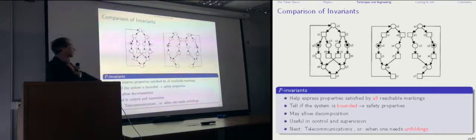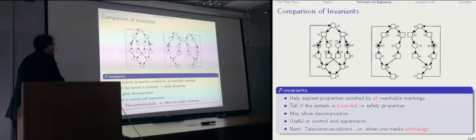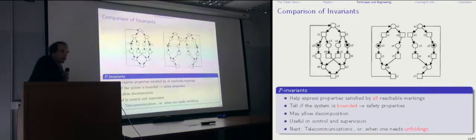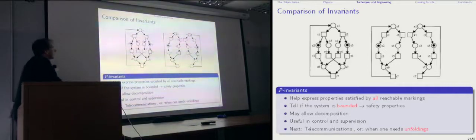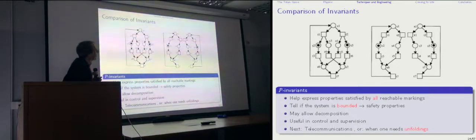If you're able to cover your entire system by such invariants, that means that it must be bounded. It means that there must be a bound on the number of tokens that can be in any place. It's not possible otherwise. You may be able to decompose your system in such a way that you analyze smaller subsystems and understand them better. And yes, once again, you may imagine that for control, supervision of plants, etc., these invariants are very, very handy.